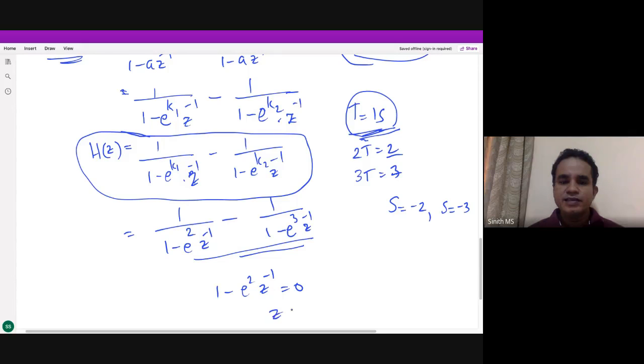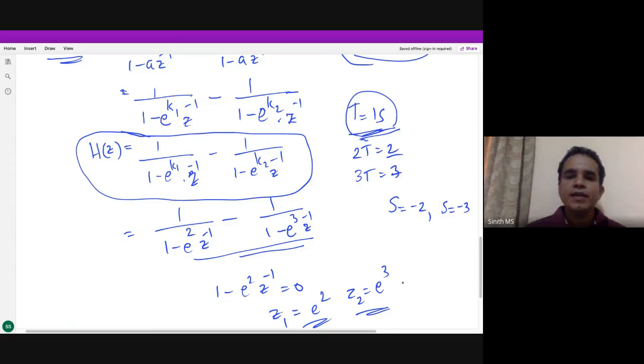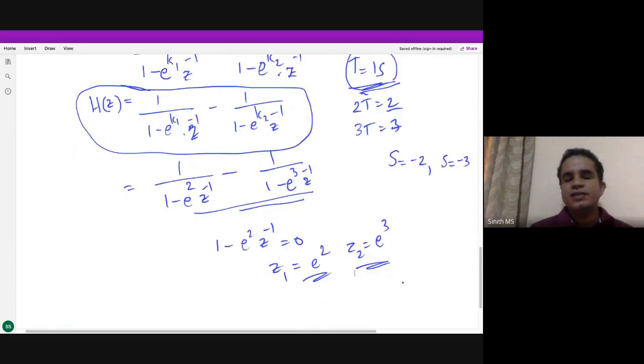Then you get z as e^2, right? This goes to the other side and becomes e^2 z inverse. So z becomes e^2. Let us call it z1, the first pole, and the second pole is z2 equal to e^3. So what do you understand from this?